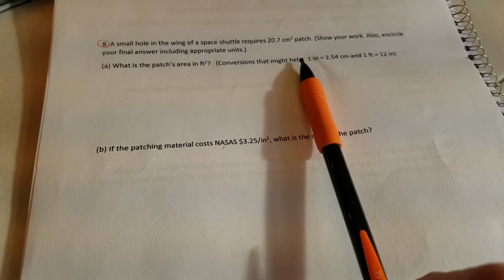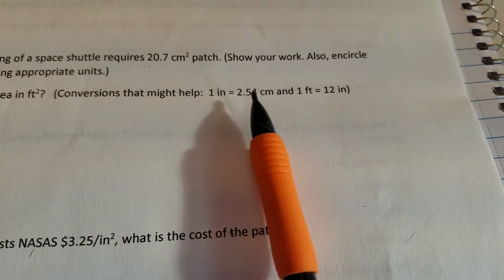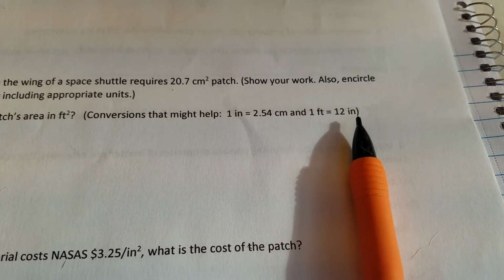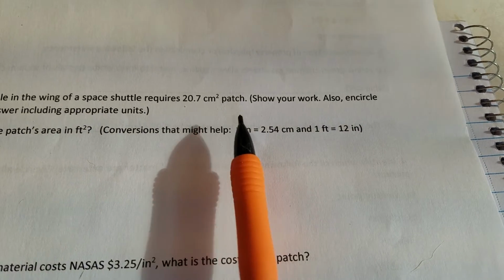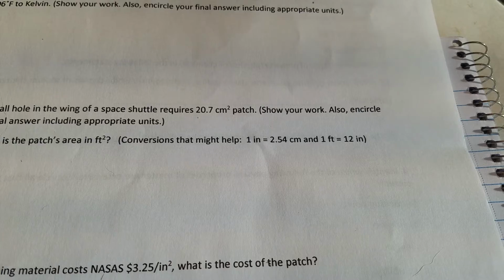So I'm giving you a couple of conversion factors that you're going to use. One is an inch is equal to 2.54 centimeters, and a foot is equal to 12 inches. Since these are squared, we're going to have to square both of these so that we can get these in area conversion factors.